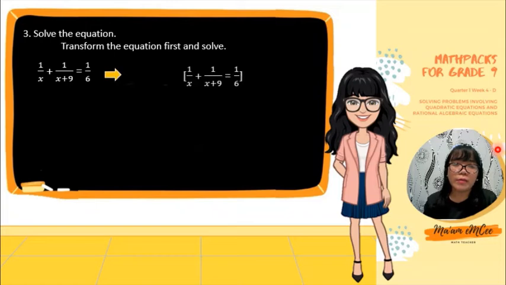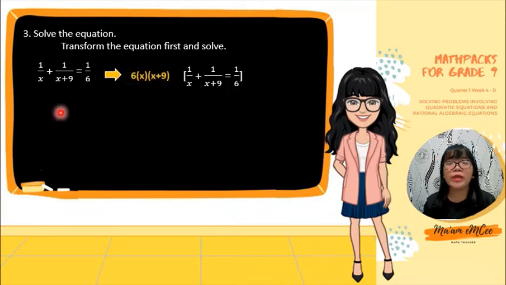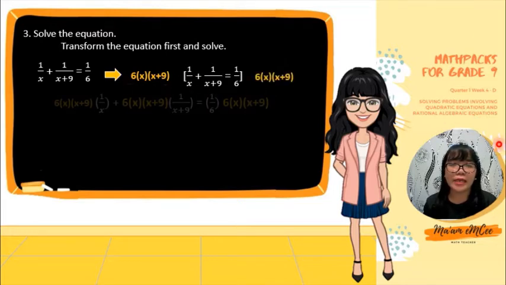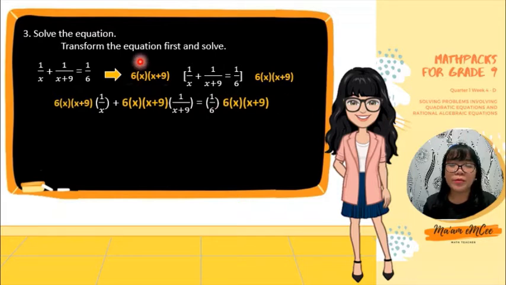Wherein the first step is to multiply both sides of the equation again by the LCD. So the LCD for this one is just the product of the three denominators. So that is 6 times x plus 9. So we need to multiply both sides of the equation by 6 times x plus 9. Then we distribute 6 times x plus 9 to 1 over x and 1 over x plus 9.